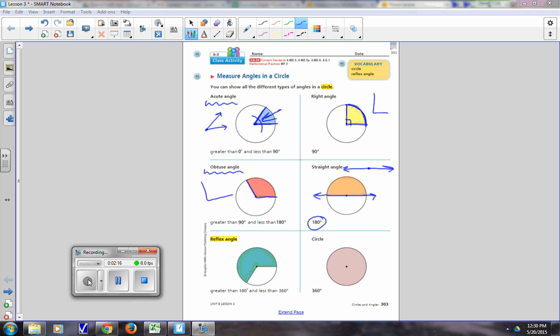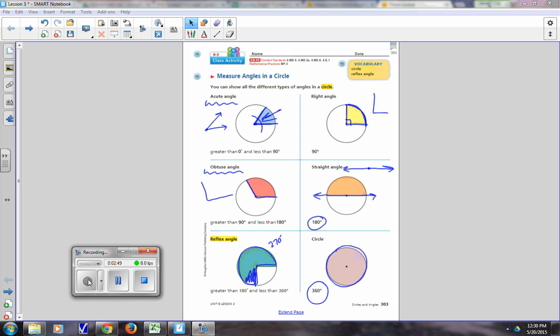Now here's where I'm going to add a new one at you. It's called a reflex angle. A reflex angle is an angle that's greater than 180 degrees, less than 360. That was one of the ones we saw the other day, this would be right here if I did this. Remember I said it's 270? That would be considered a reflex angle. All the way, a full circle would be considered 360 degrees.